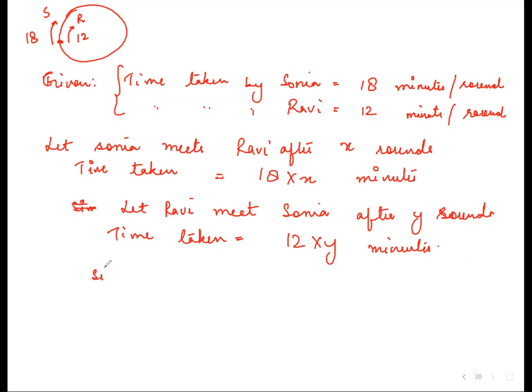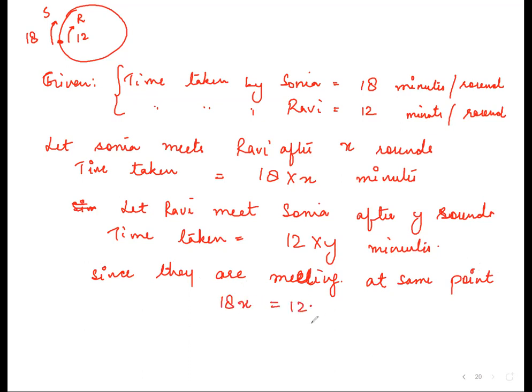Now, since they are meeting at the same point, this is the time when they are meeting. So that means at that particular time, 18x is equal to 12y. This time is equal to this time. Basically, this is the time when they are meeting, isn't it? Have you understood this?